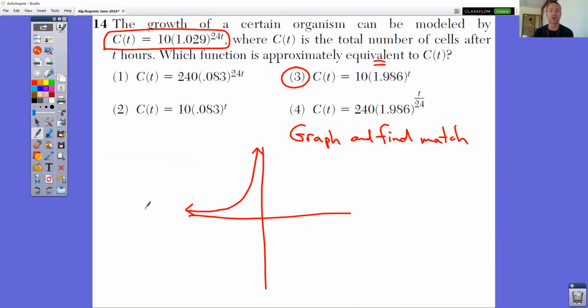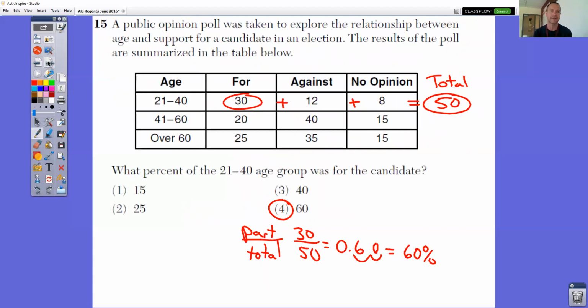In question number 14, the growth of a certain organism can be modeled by that equation, where C of t is the total number of cells and t is hours. Which function is approximately equivalent to C of t? Well, graph this one, just type it into your y. I know it says C of t, but you're going to type it into your y and graph it. Graph these other ones and find the match. The one that matches this is choice number 3. You'll get the same exact curve. A lot of times you can find the answers to the questions just by graphing them.